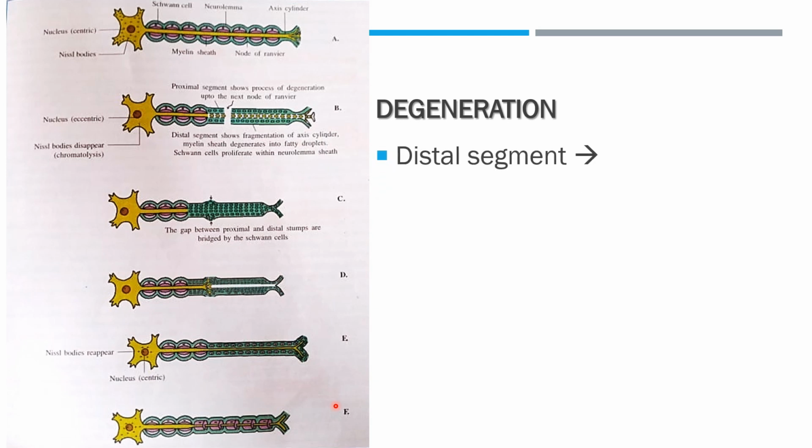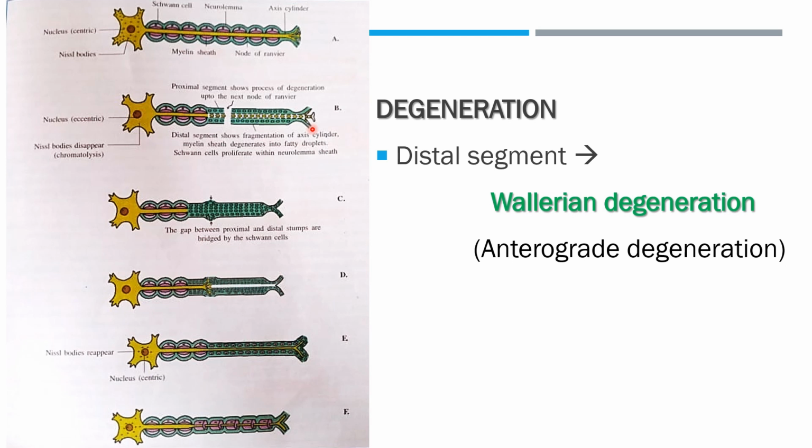So in the distal segment, what happens? The axon and the myelin sheath are going to undergo degeneration. This type of degeneration is known as Wallerian degeneration or anterograde degeneration. So this degeneration in the distal segment is known as Wallerian degeneration. This is very important.